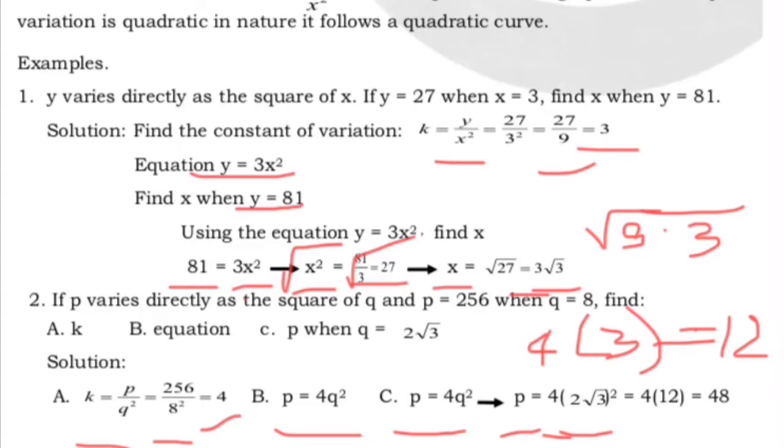So 4 times 3 equals 12. So meaning 2 times square root of 3 squared is 12. So our result will be 4 times 12. And 4 times 12 is equal to 48.